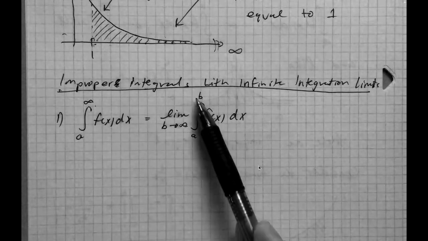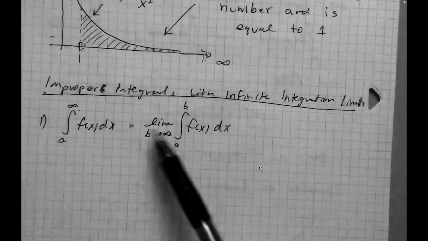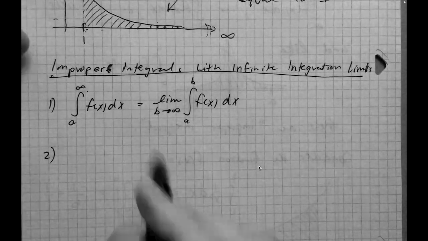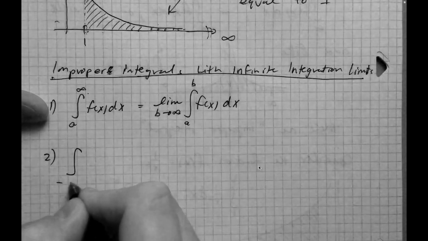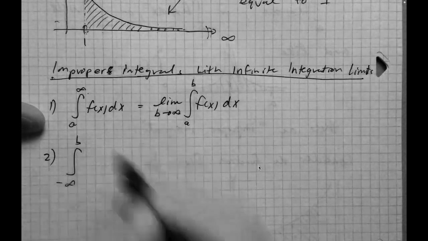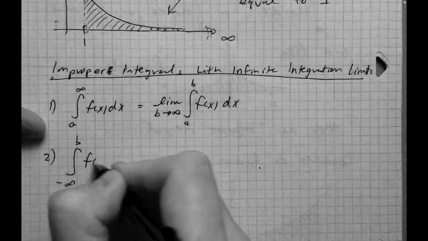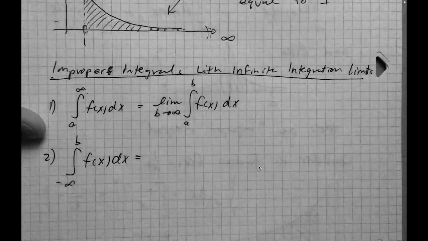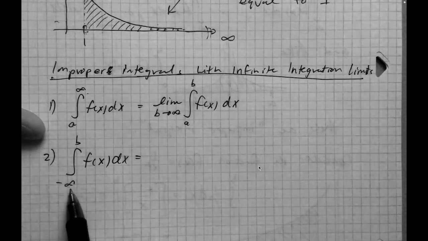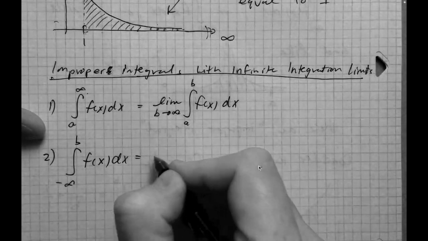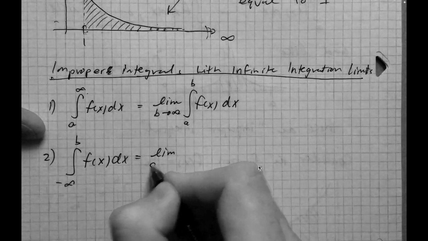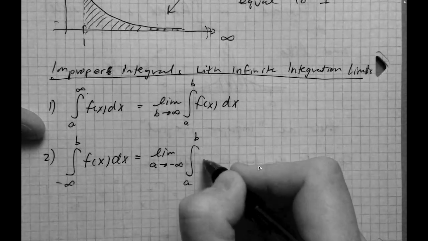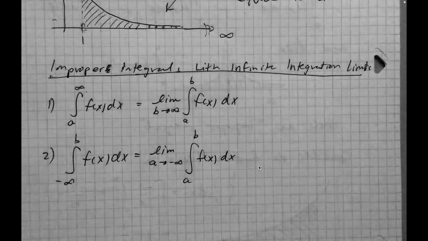We can't plug infinity in, we can plug b in, and then we can take the limit as b approaches infinity. Right, so that's what we just did. Another scenario that can occur, of course, is when the lower bound is infinite, like so. And we're going to run the same operation there. We can't evaluate negative infinity in any expression, so we'll take the limit as a goes to negative infinity of the integral from a to b. Kind of the reverse operation, right?